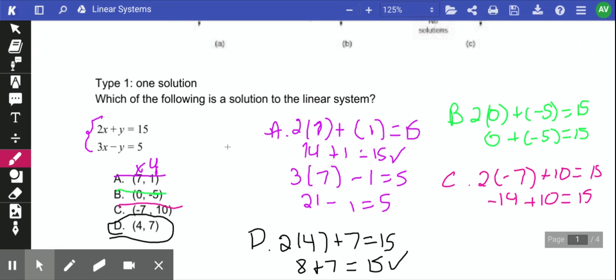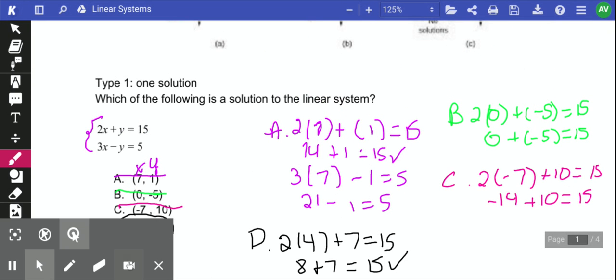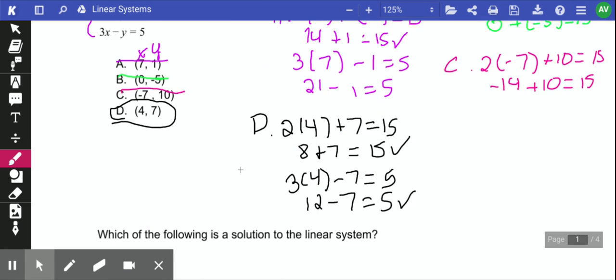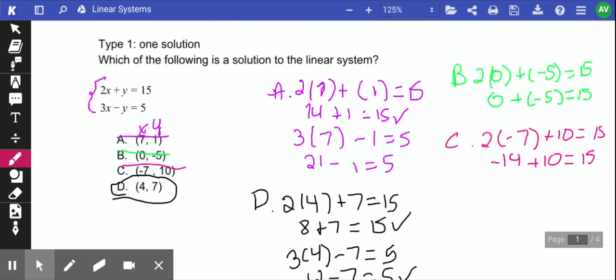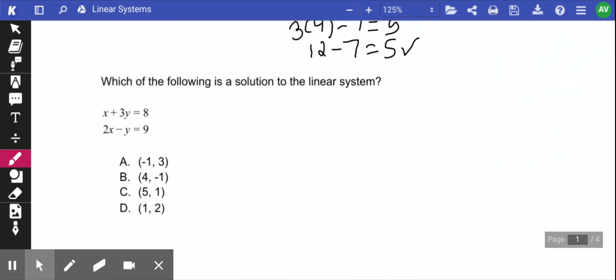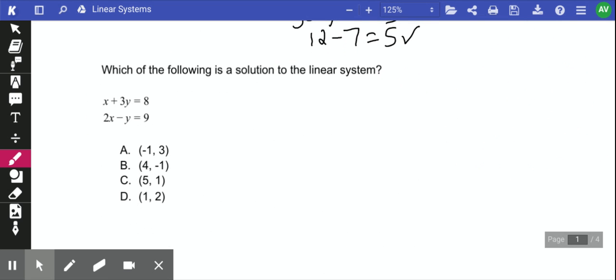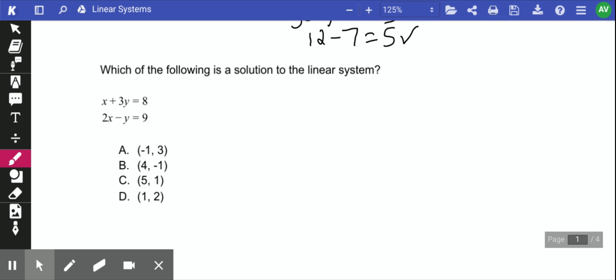Okay, so that's the easiest way to do these problems if their solutions are given to you like this. There are other ways that you could do this problem as well. All right, let's look at this one. So which of the following is a solution to this linear system? So for this one, again, there's our answer choices. The first one is x, the second one is y. It could have a curly bracket. It could not have a curly bracket. It doesn't matter.